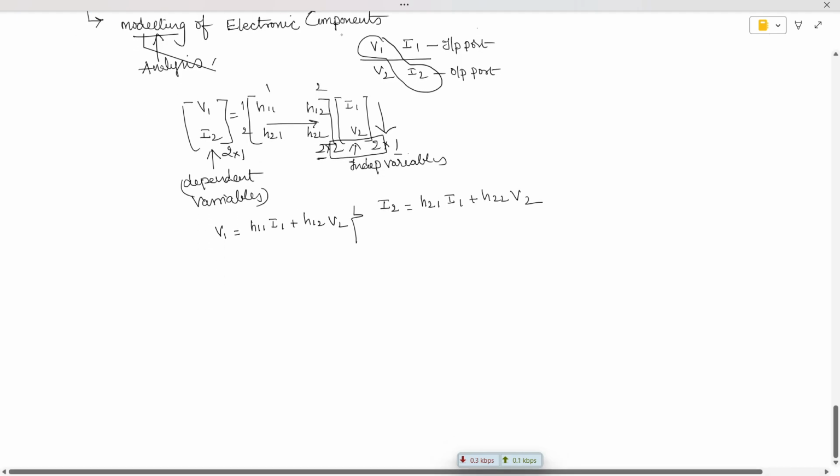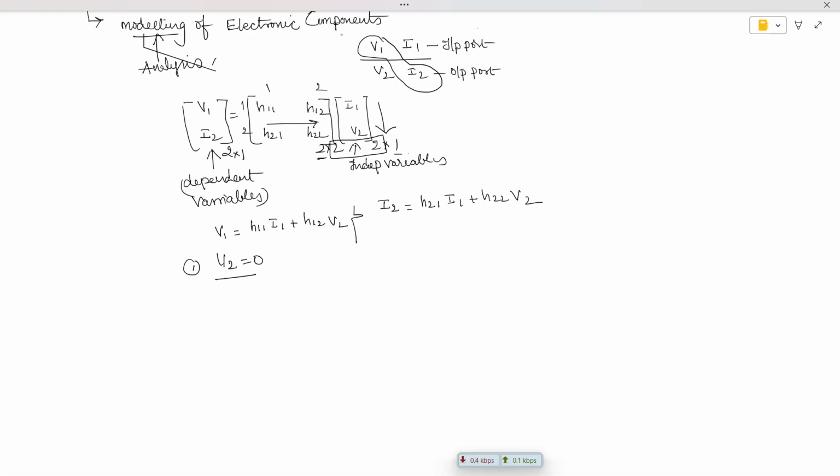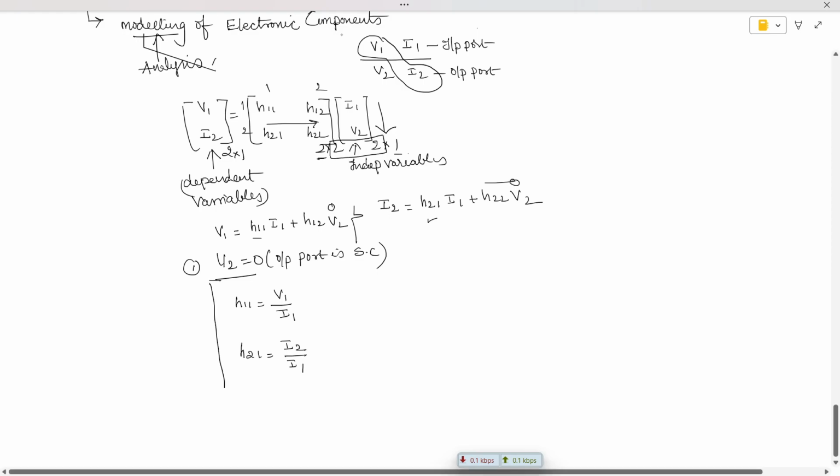Now we make V2 equal to 0. Whenever V2 is 0, it means the output port is short circuited. Whenever we make V2 equal to 0, this term will become 0. When V2 is 0, we get H11 equal to V1 by I1. Also, when V2 is 0, we get H21, whose value is equal to I2 divided by I1. So these are the H parameters.